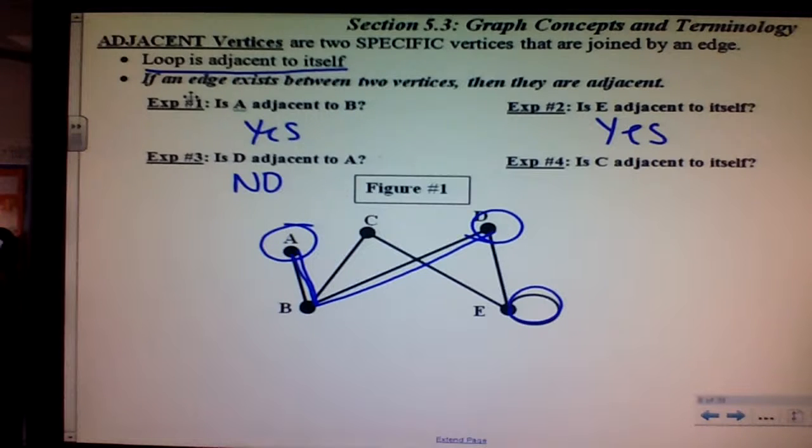Wait, so you said D to A is not adjacent? Because you have to pass through B to get to A. There's no direct path from A to D without passing through another place first. So again, for adjacent, you cannot pass through another point to get to the point you're trying to get to. Is C adjacent to itself? No, there is no loop at C.